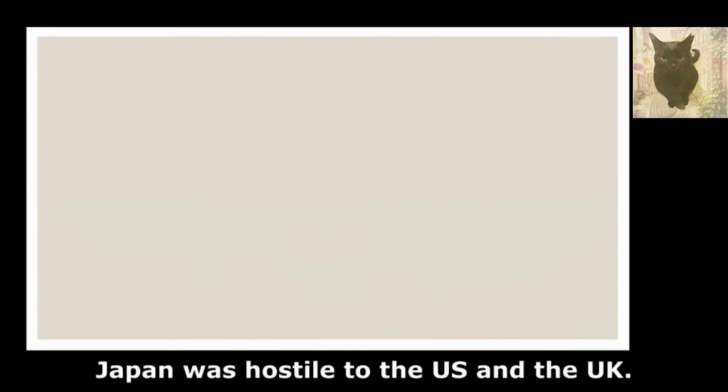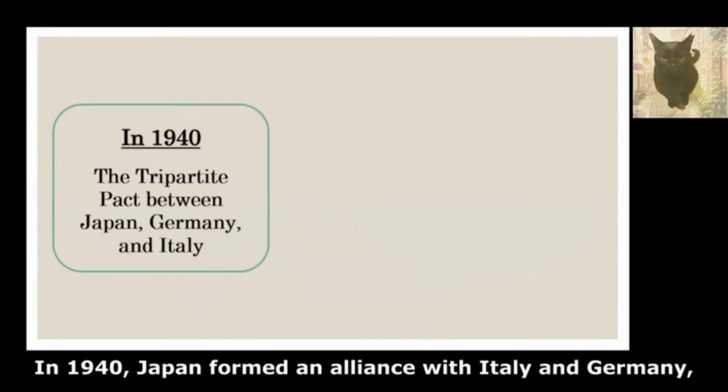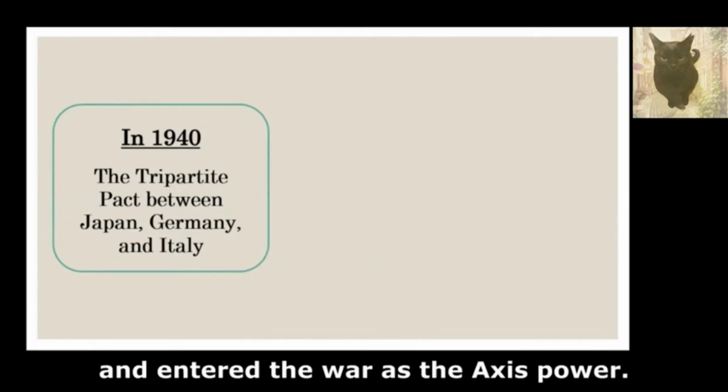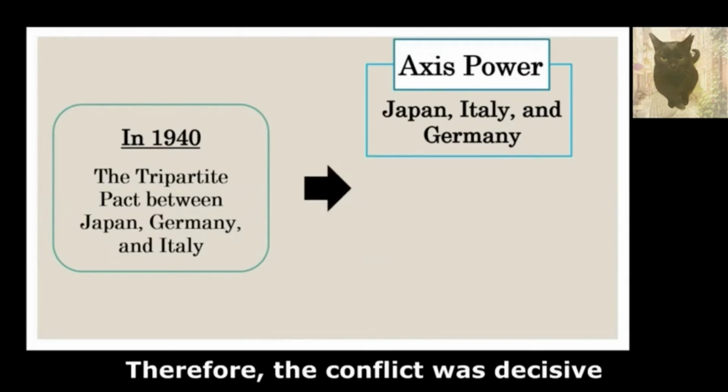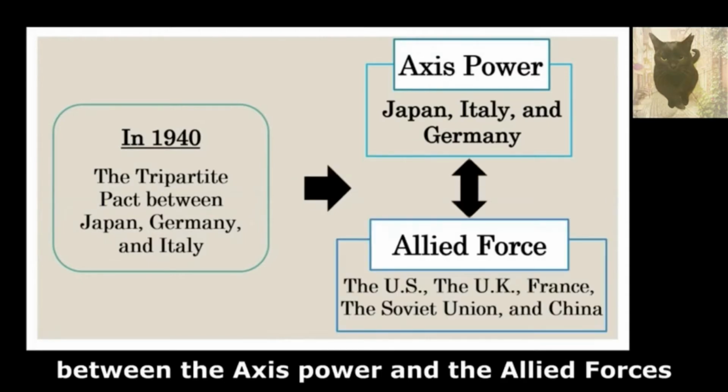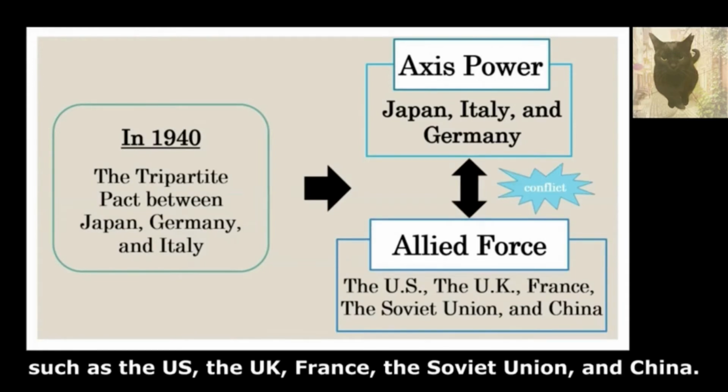Japan was hostile to the US and the UK. In 1940, Japan formed an alliance with Italy and Germany and entered the war as an Axis power. Therefore, the conflict was decisive between the Axis powers and the Allied forces, such as the US, the UK, France, the Soviet Union, and China.